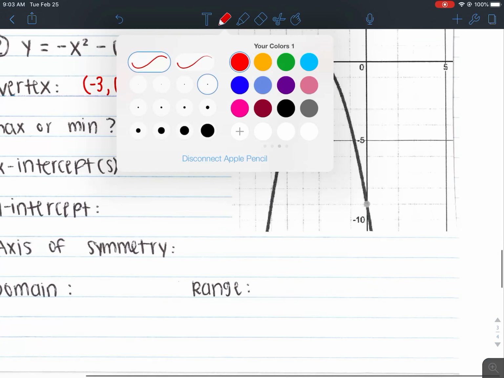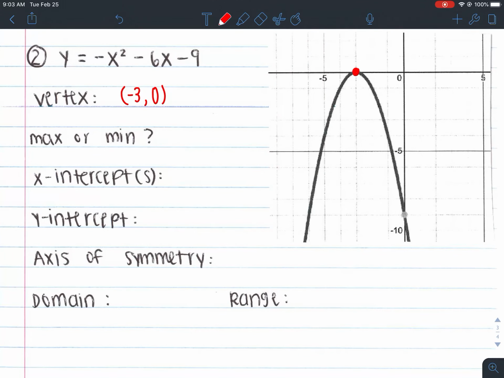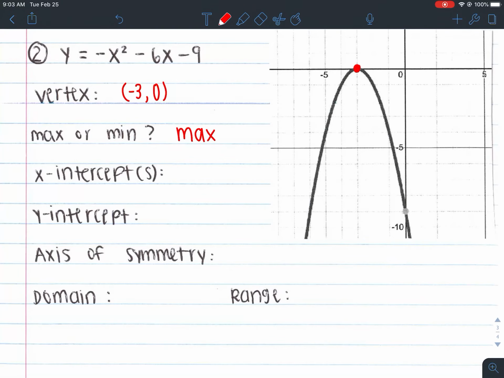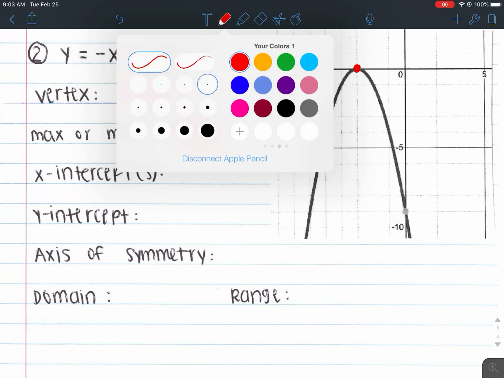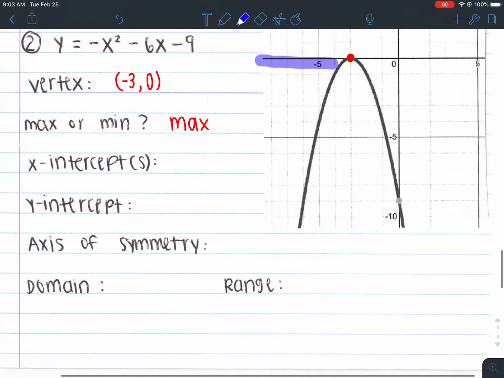So -3, 0. Is this a max or a minimum? Well, do I have a maximum point or do I have a minimum point here? I have a maximum point, okay, because I have a highest point here. Now it's asking for the x-intercepts. Well, how many times does it cross the x-axis? Just once. It crosses at the point -3, 0. Okay?